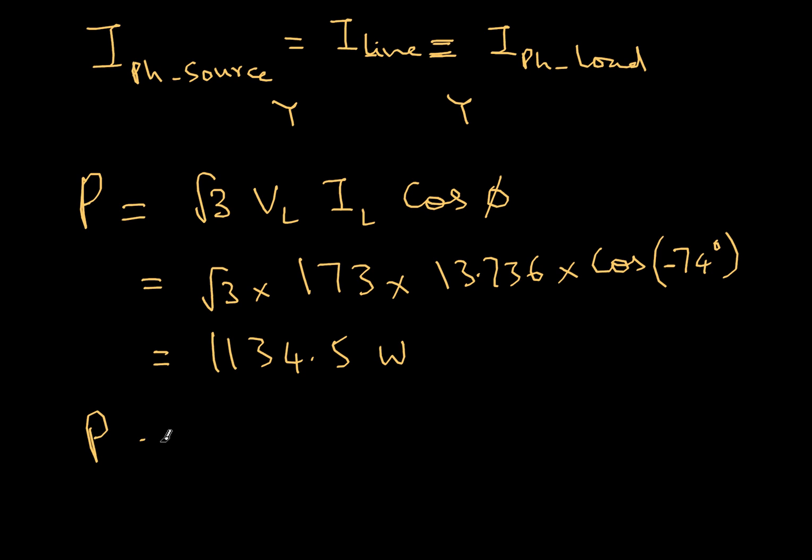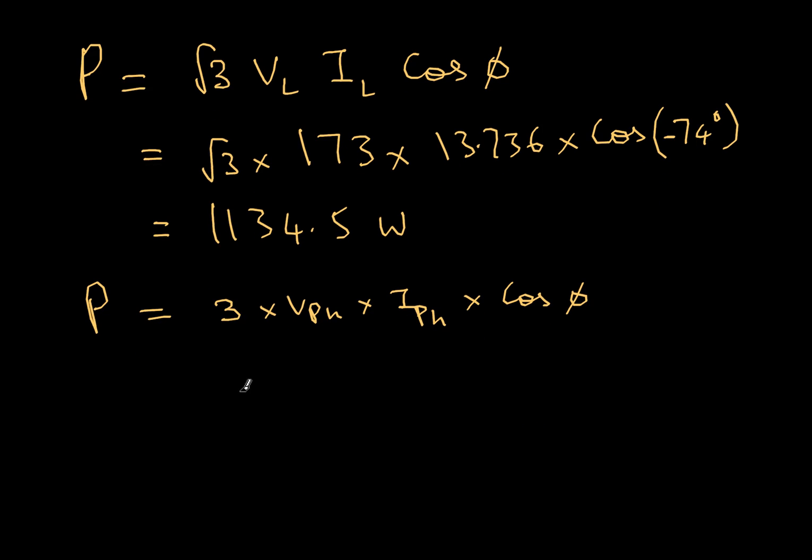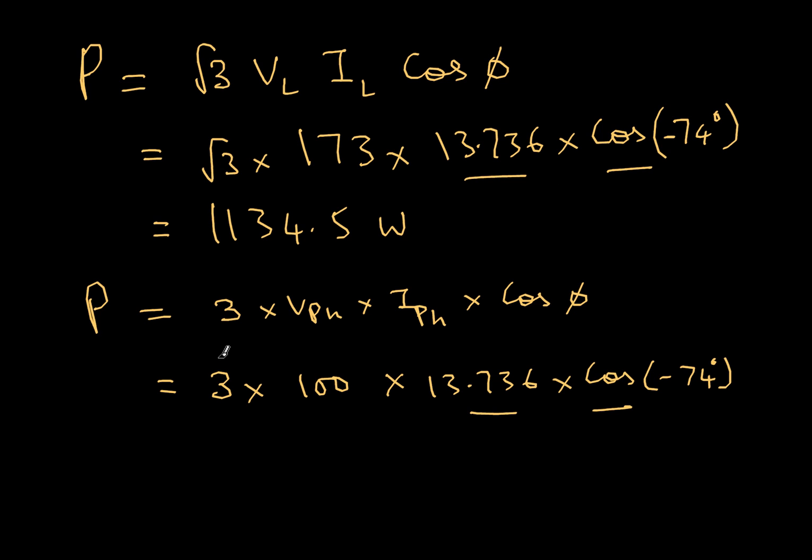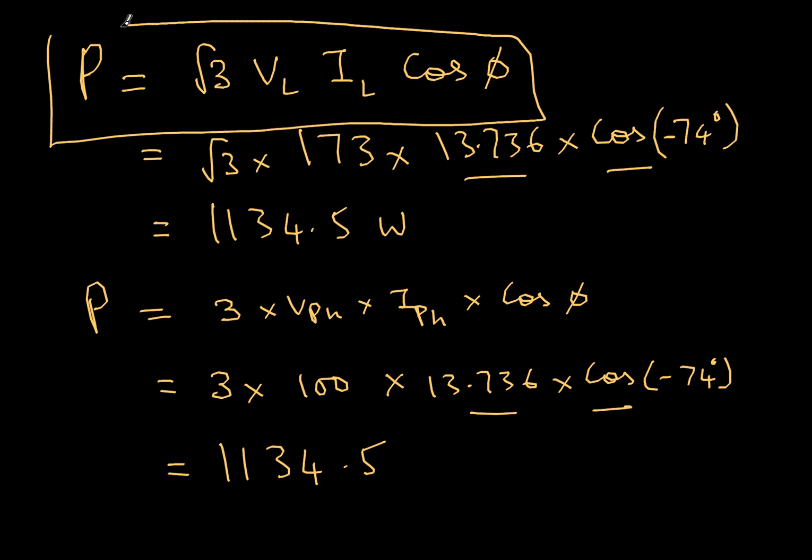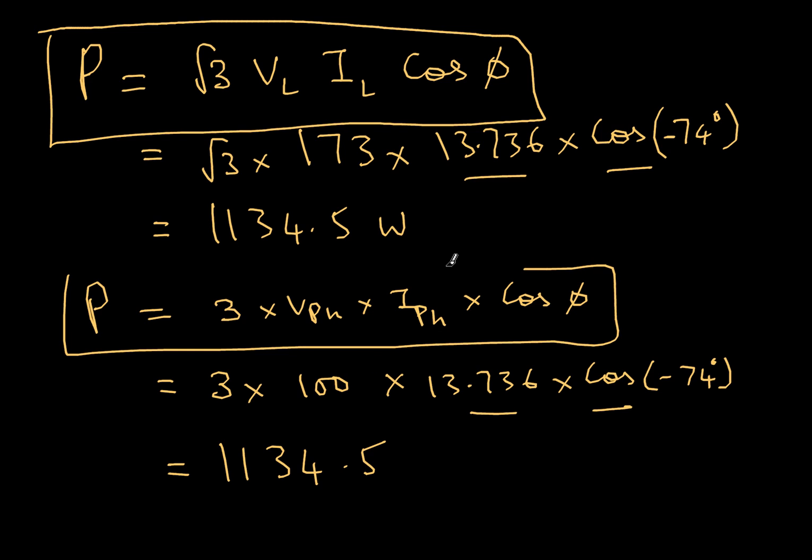The same power, you can also calculate as 3 into V phase into I phase into cos phi. That will also give you the same result. 3, voltage of phase is 100 volts, current is 13.736, and cos of minus 74 degrees. You notice these two terms are the same here: root 3 is 1.732, and into 100, that is exactly the same. So if you feed this into a calculator, you will again get 1134.5. You can use either of these two formulas depending on the values available to find the total power.